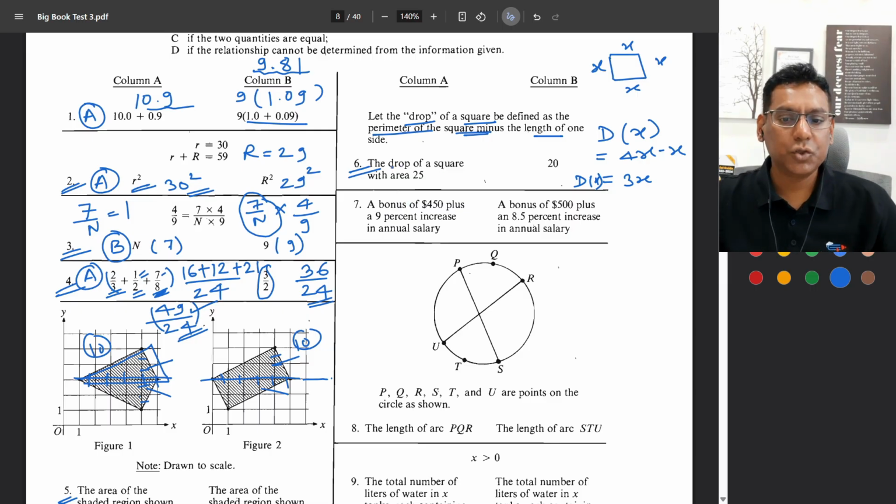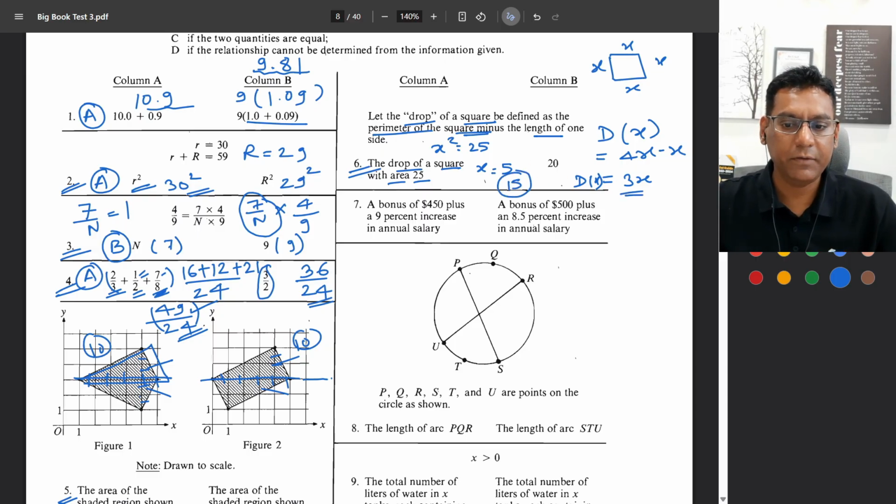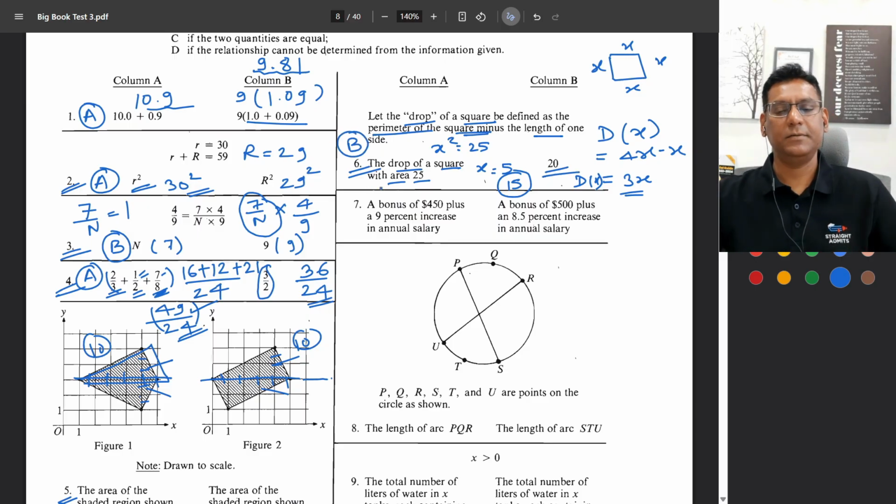So what do I have to do now? The drop of a square with area of 25. If area is 25, that means x squared is 25, x is going to be 5. Correct? And drop of that is going to be 3x, that means it's going to be 15. And I have to compare that with 20. Obviously, 20 is bigger, so answer choice B is the correct answer.